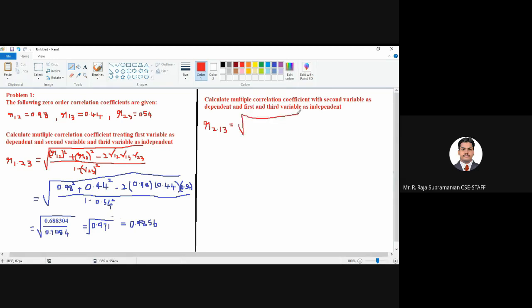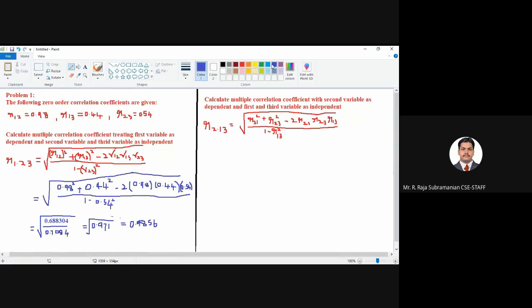I write square root of R21 squared plus R23 squared minus 2 R21 R23 into R13, whole divided by 1 minus R13 squared. Which will be equal to, now we're going for the substitution.